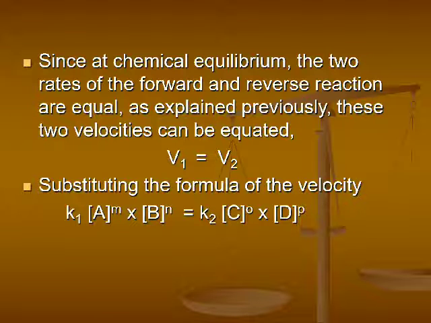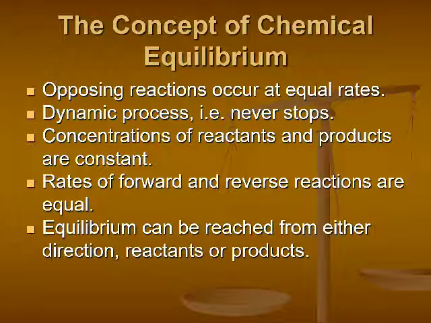Since at chemical equilibrium the rates of the forward and reverse reactions are equal, and as explained previously, these two velocities are equated, V sub 1 is equal to V sub 2. So substituting the formula of the velocity, k1 times [A]^m [B]^n is equal to k2 times [C]^o [D]^p. So let's go now to the concept of chemical equilibrium.